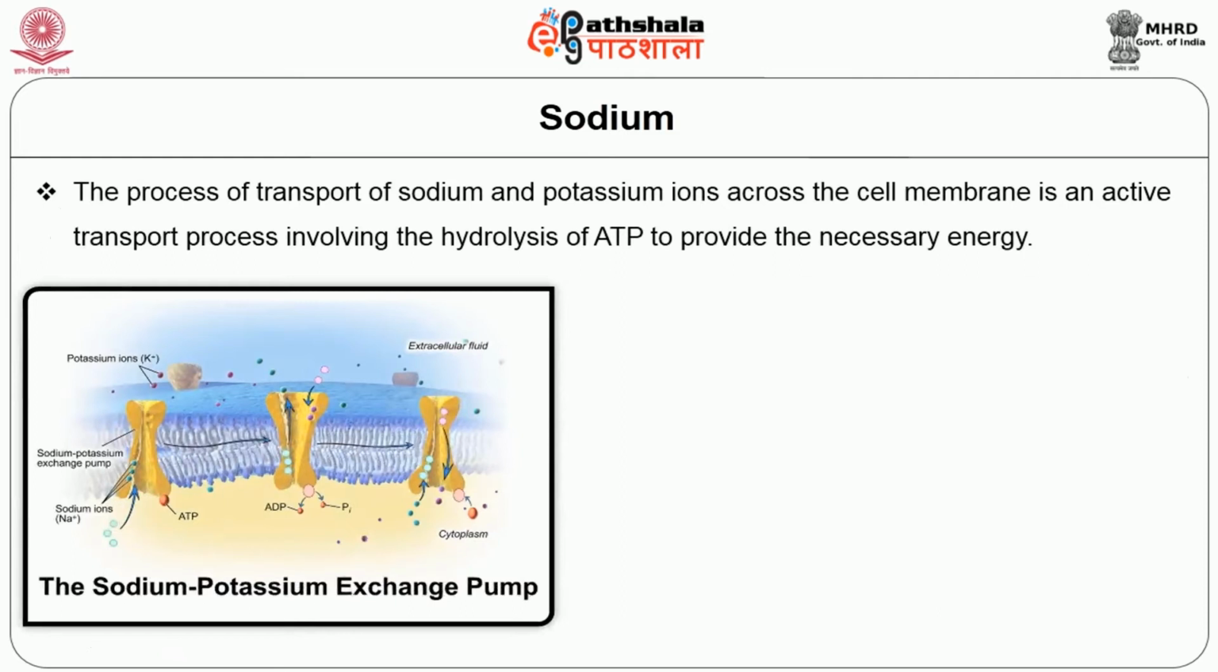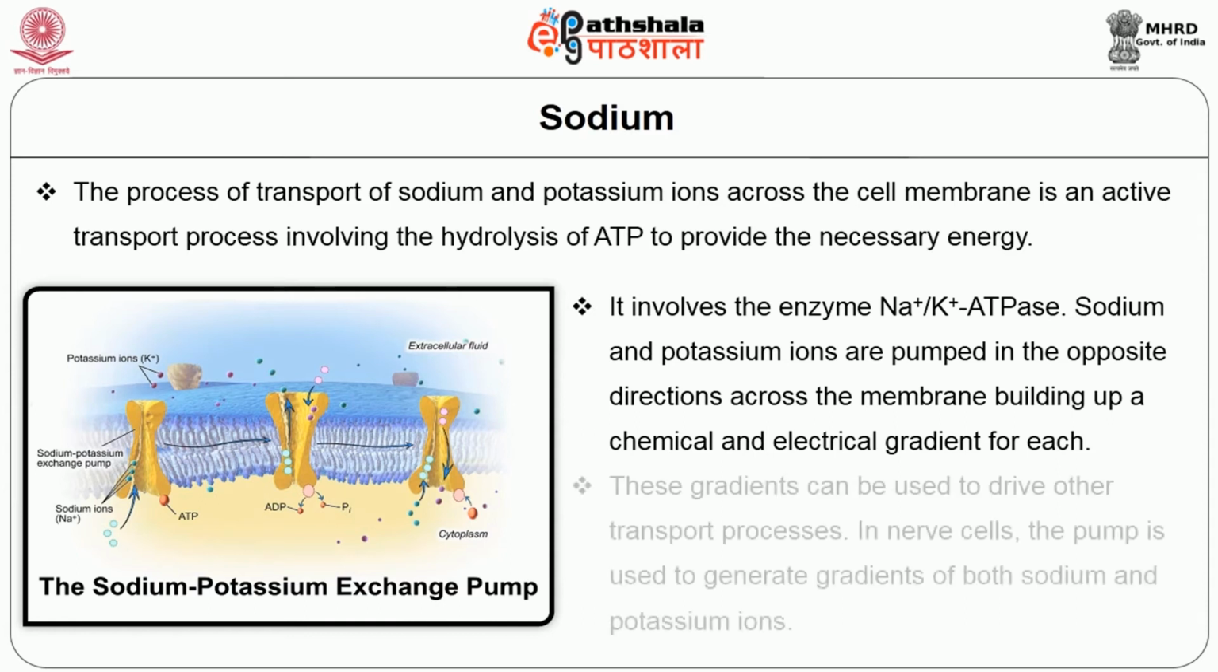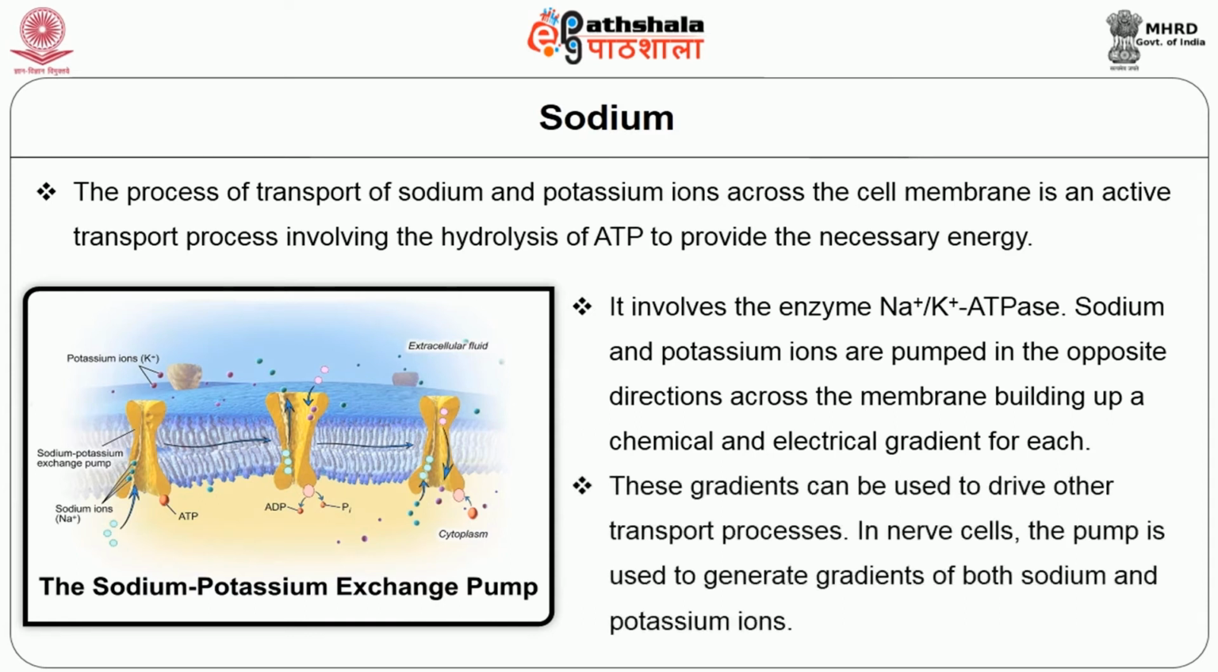The process of transport of sodium and potassium ions across the cell membrane is an active transport process involving the hydrolysis of ATP to provide the necessary energy. It involves the enzyme sodium potassium ATPase, and sodium and potassium ions are pumped in the opposite directions across the membrane, building up a chemical and electrical gradient for each. These gradients can be used to drive other transport processes.